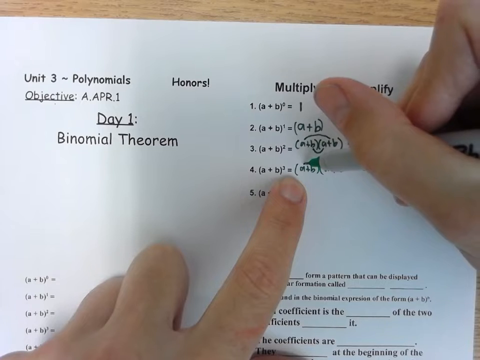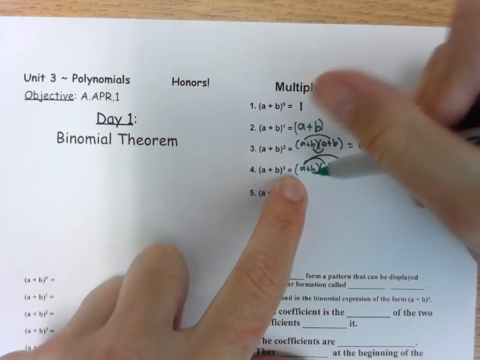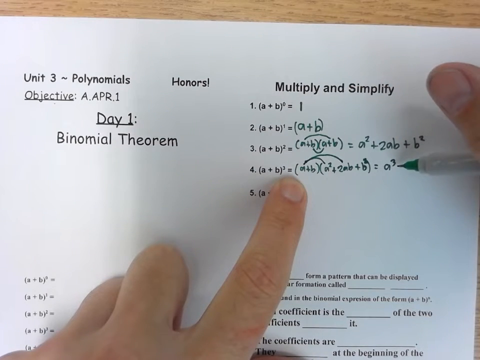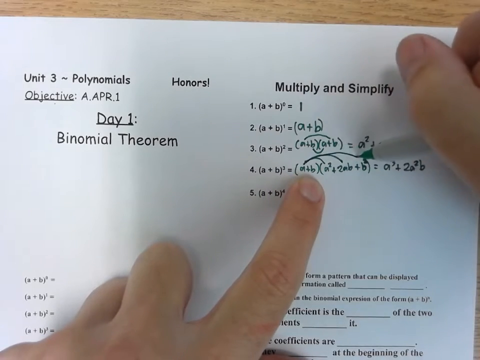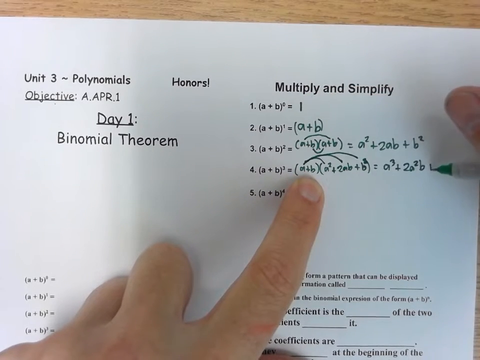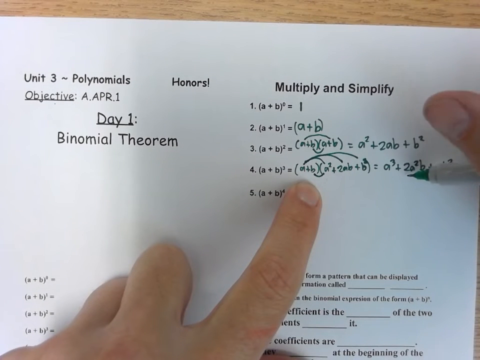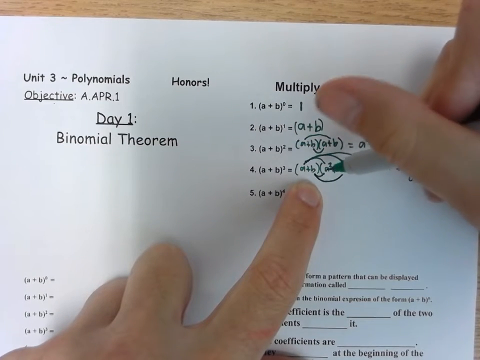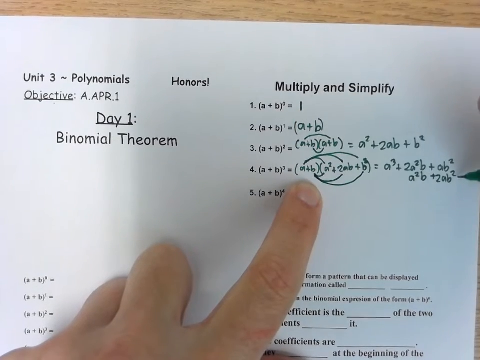So it's going to be a cubed, 2a times b, so it's going to be plus 2a squared b. Then I have this a times b squared, so plus ab squared. And I'm doing this again with a b, so it's going to be b times a squared, so that would be a squared b. 2 times a times b, so plus 2ab squared. And b times b squared, which is going to be b cubed.